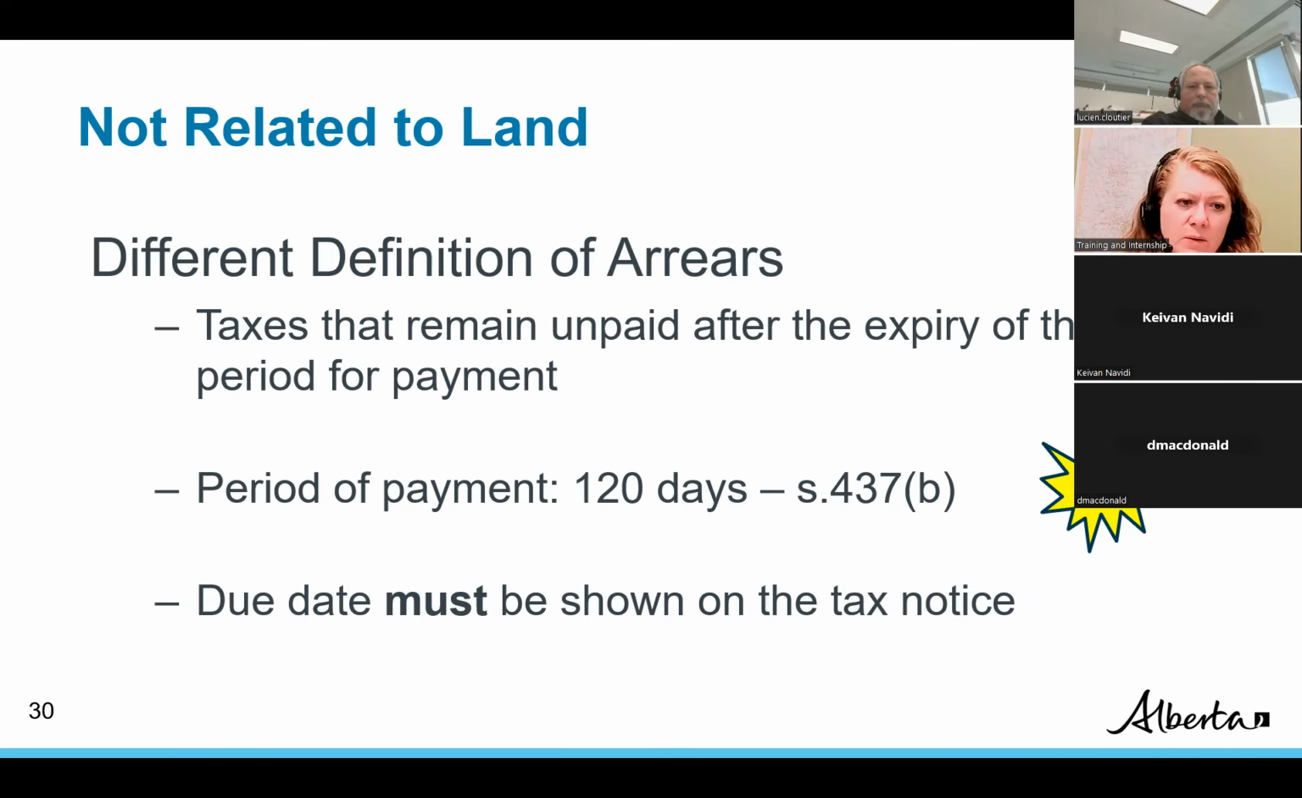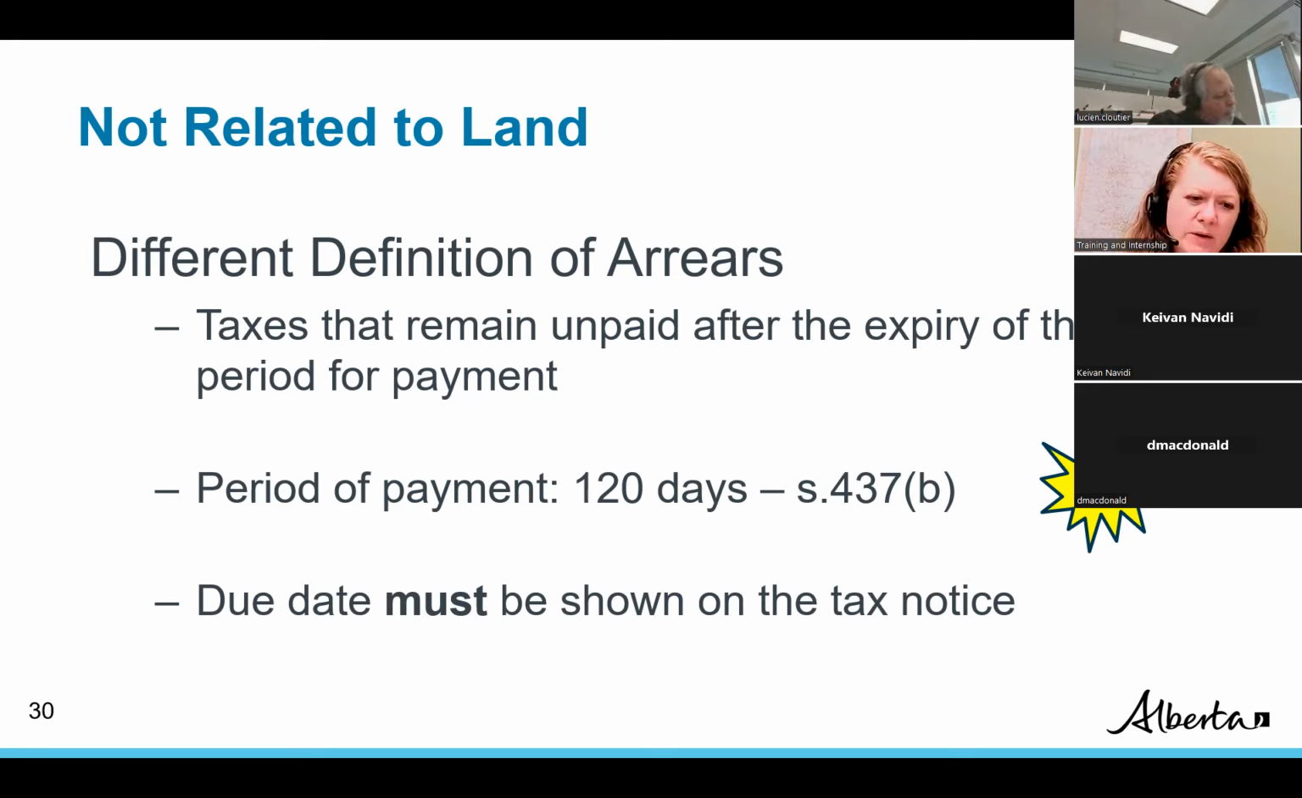All right, so I mentioned earlier that the tax arrears are defined differently in this method, so a little bit more about this. And that's section 437. Under this section, arrears are defined as taxes that remain unpaid after the period of payment. So for tax imposed on linear property, machinery and equipment, or property referred to specifically in section 304 sub 1 sub F, the period of payment has been increased to 120 days.